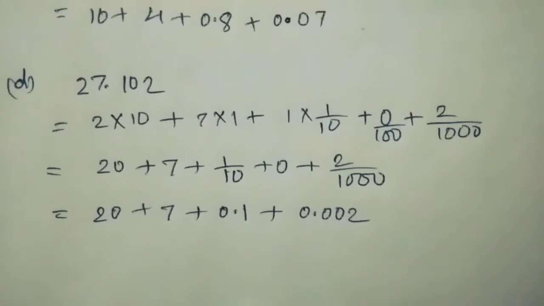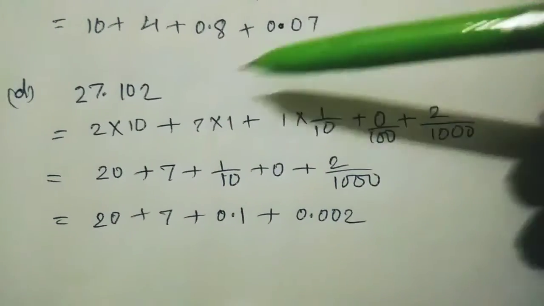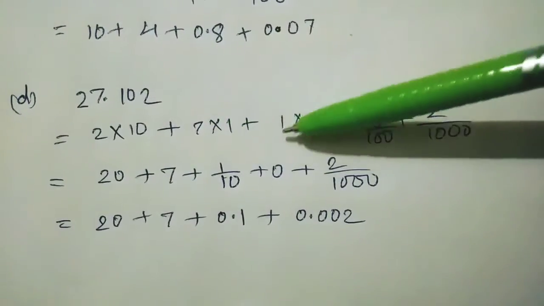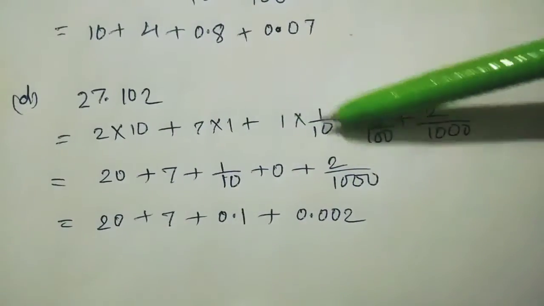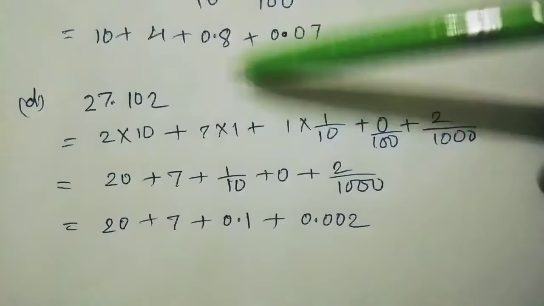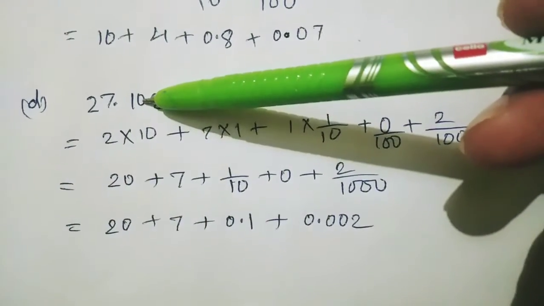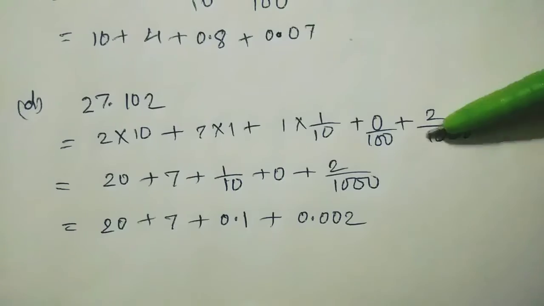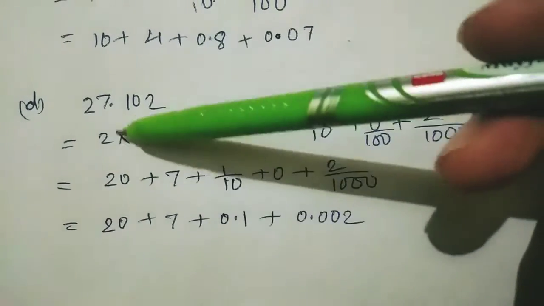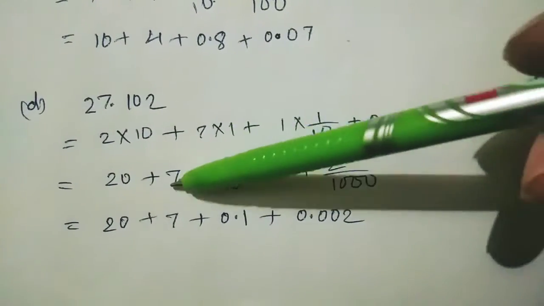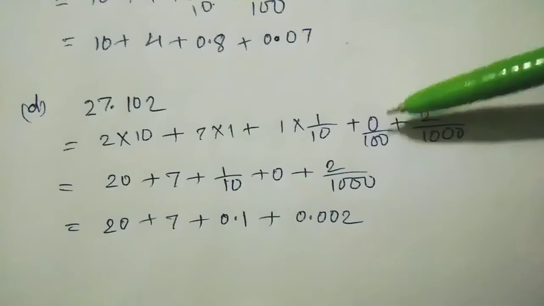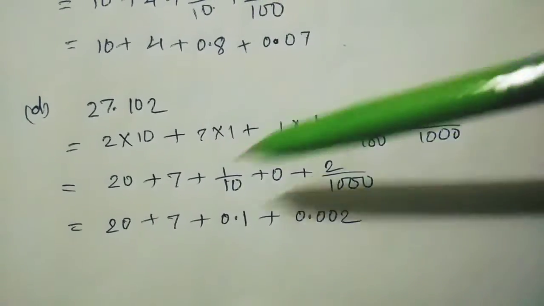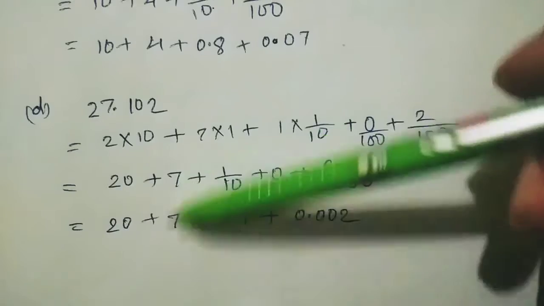Now see this question D, 27.102. So 2 is in 10's place, so 2 into 10. 7 is in 1's place, 7 into 1, plus 1 is in 1 by 10th place, so 1 into 1 by 10. Here 0 is in 100 place, so 0 by 100, and 2 is in 1000th place, so 2 by 1000. Now 2 into 10 is 20, 7 into 1 is 7, this is 1 by 10, 0 by 100 will be 0, and 2 by 1000. Now you have to write this number as it is.